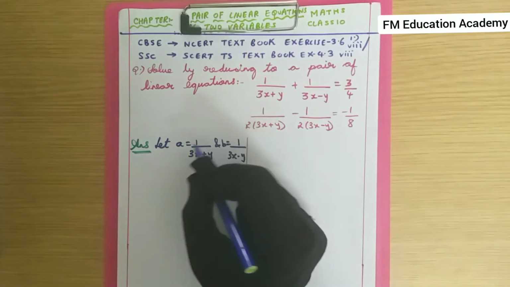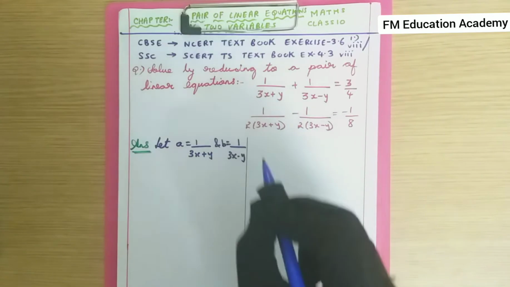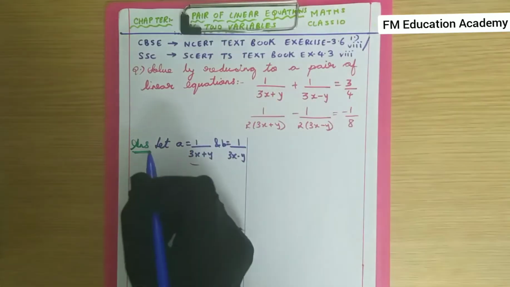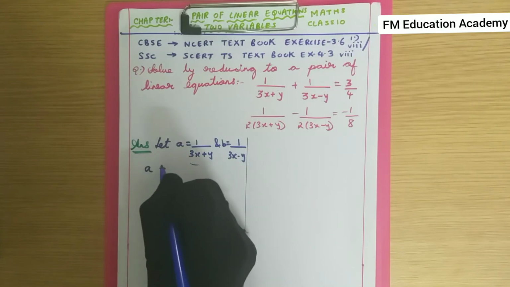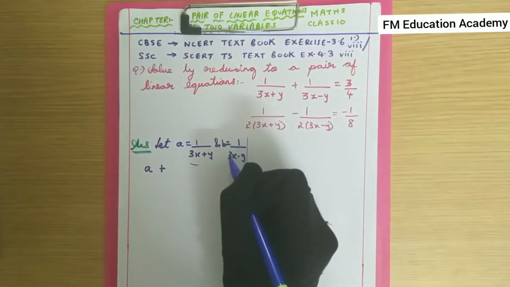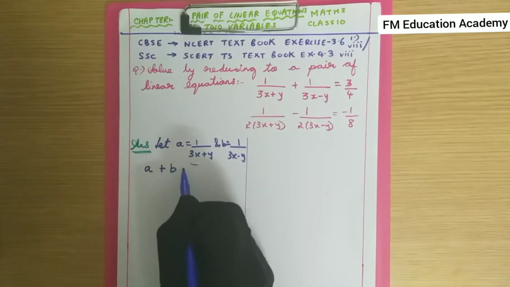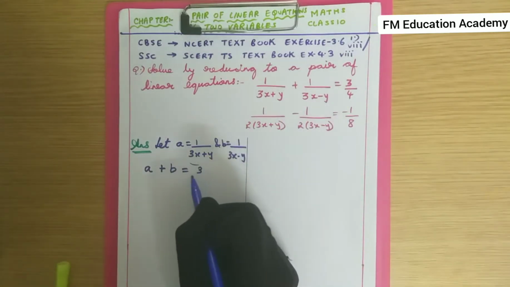Now in place of this 1 by (3x plus y), I will write a. Why? Because I'm assuming the 1 by (3x plus y) value to be a. So instead of 1 by (3x plus y), I'm writing a in this equation. So a plus, now what is 1 by (3x minus y)? I have assumed it to be b. So a plus b is equal to 3 by 4. I'll write 3 by 4 as it is.